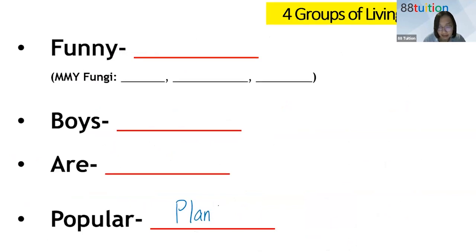All right, so plants are living things. Now the rest, okay, Joyce has done very well, excellent. Joyce has given me all the 4 groups. The funny boys are popular, just to help you remember. These are all the living things.